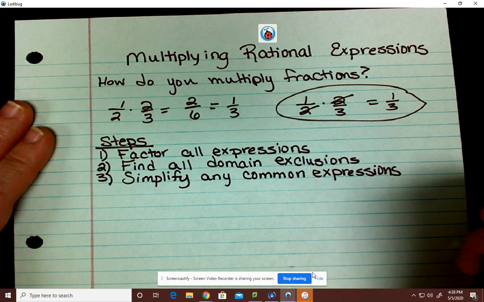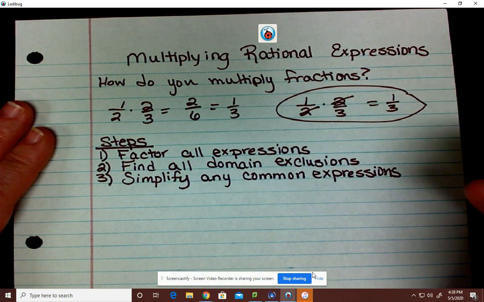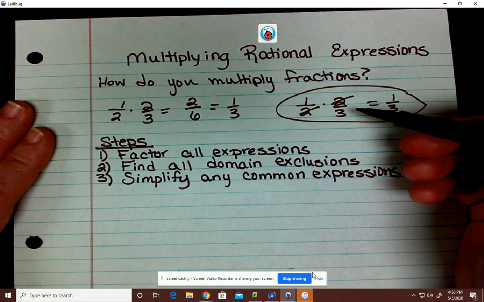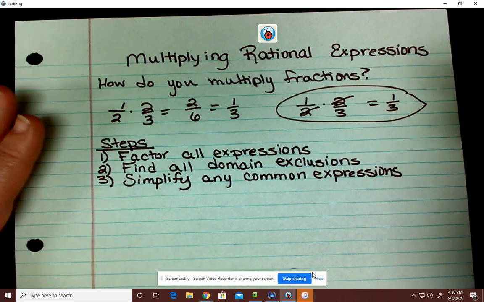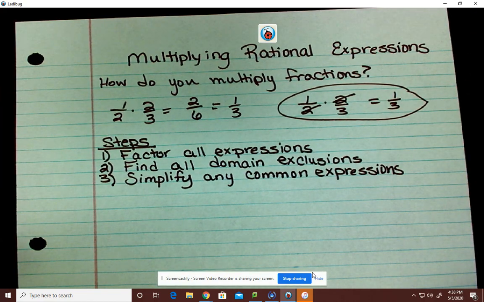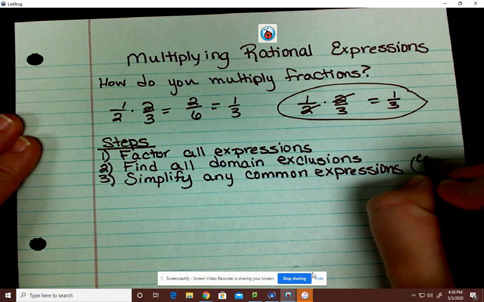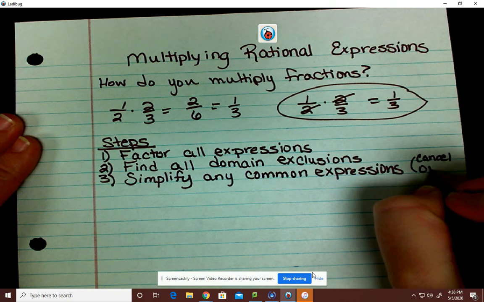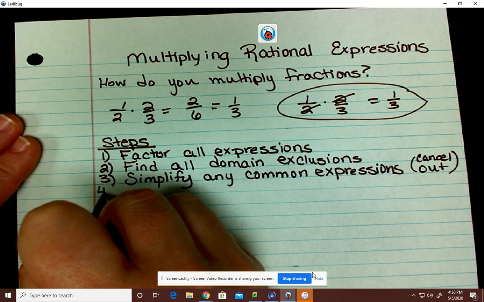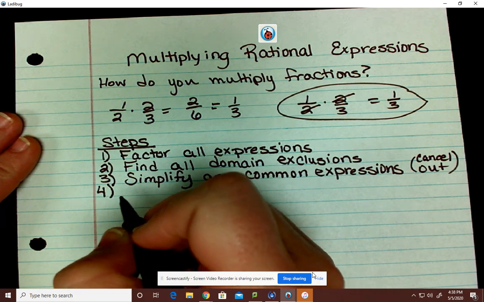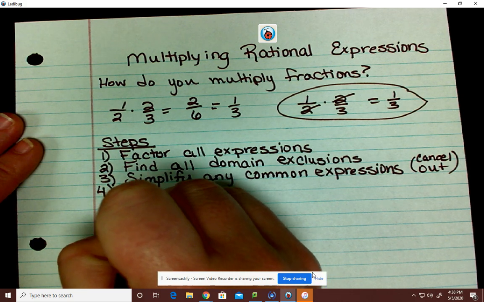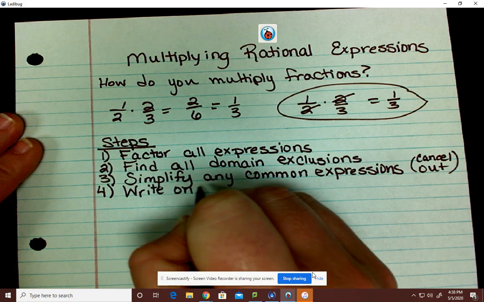Then we're going to simplify any common expressions, and we're going to do that using this method, so we don't have to rewrite anything. Anything in the numerator can simplify with anything in the denominator. This is the same as, those words I don't like, but I'll write them, I won't say them. And then you're going to write one expression as your answer.